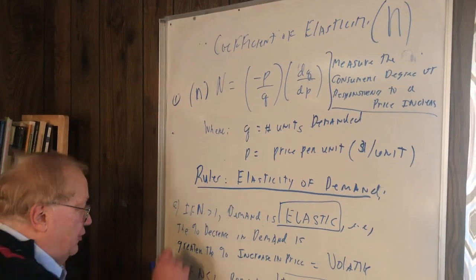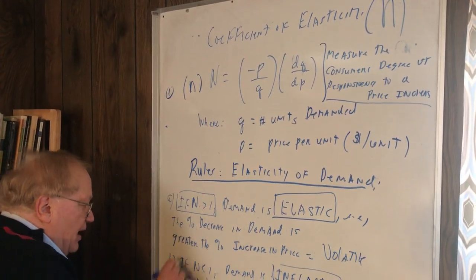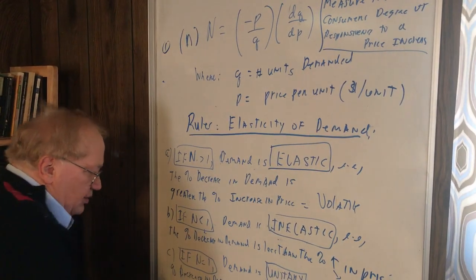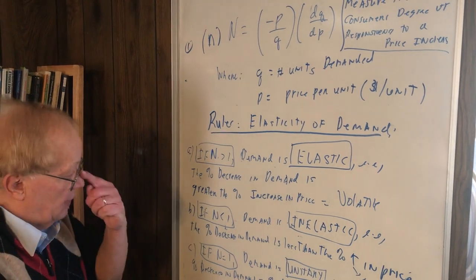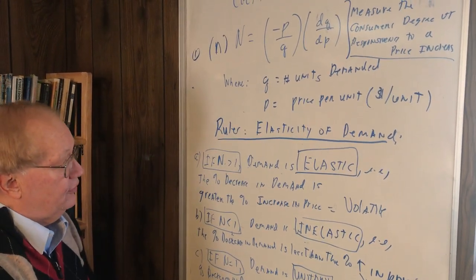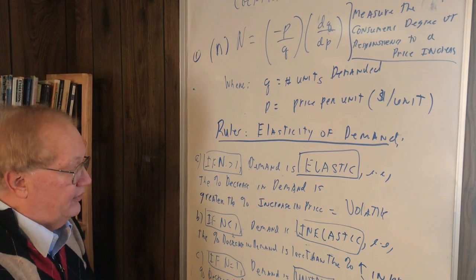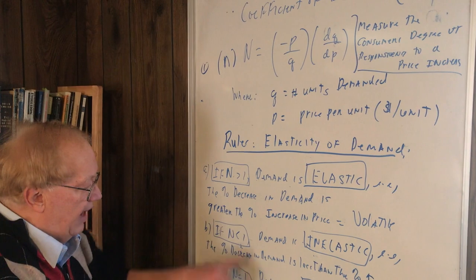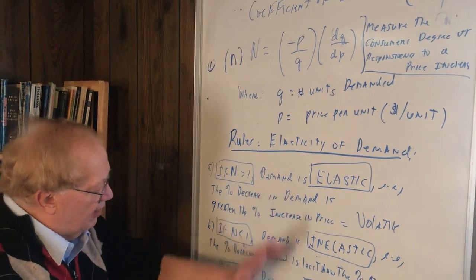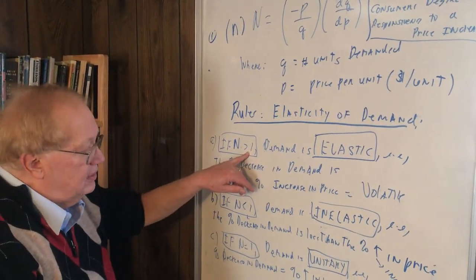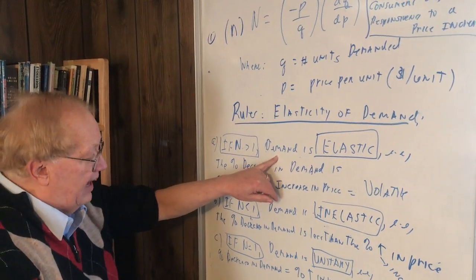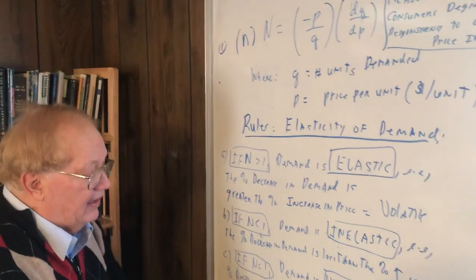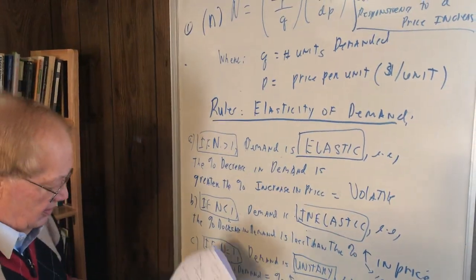So here's your chart. This will be on your charts for you when you take your exam. Although once we do a lot of problems like this, you'll realize questions usually will say, find N, what does that mean, and interpret it. You have to know this whole chart. Let's say N equals 2. The answer would be demand is elastic, which means that the percentage decrease in our demand is greater than the percentage increase in our price.